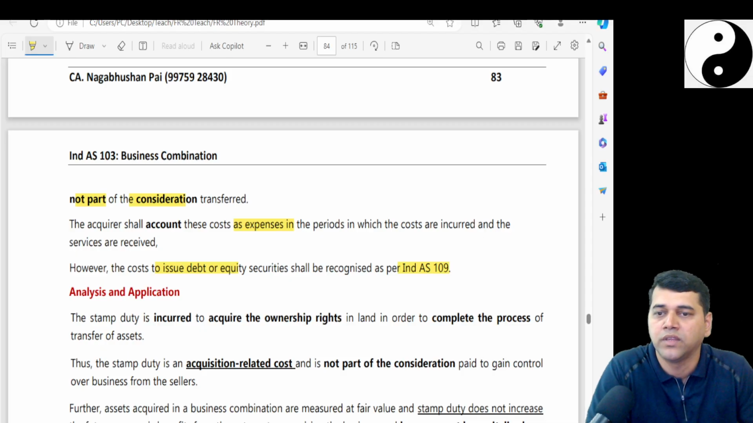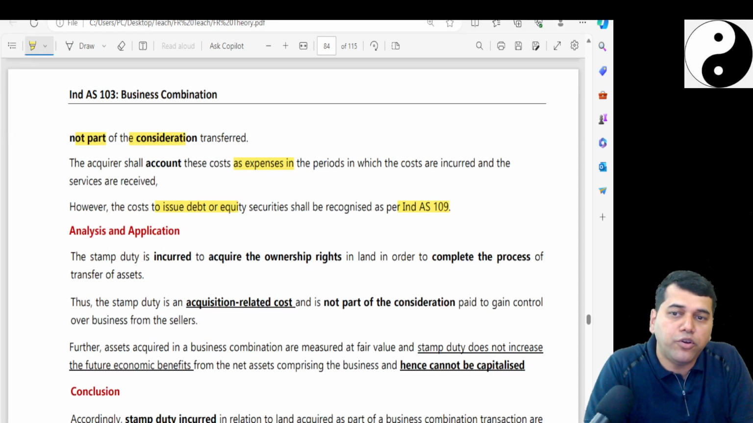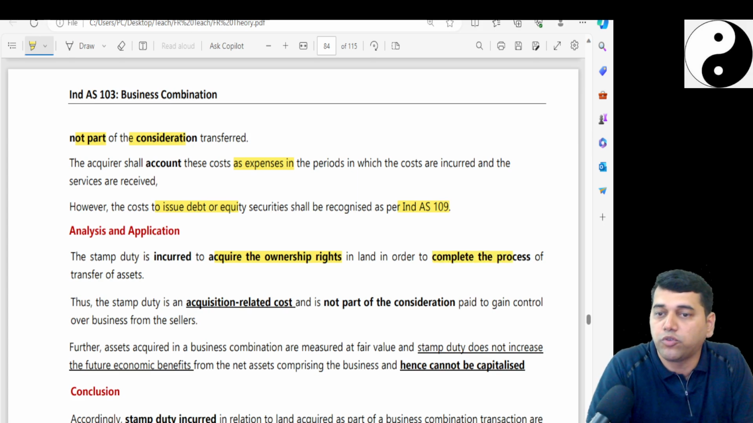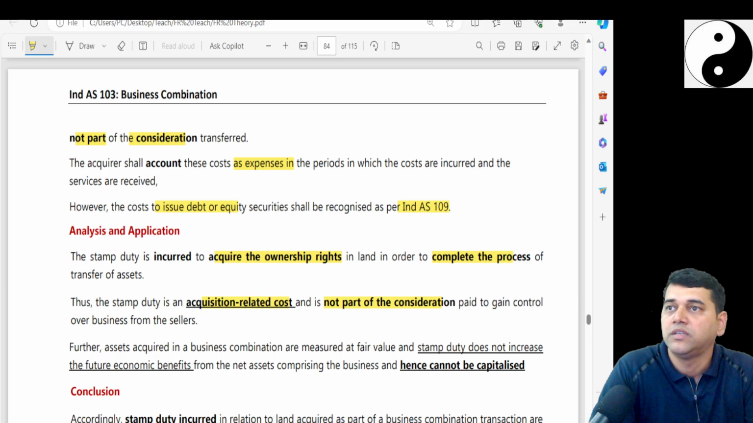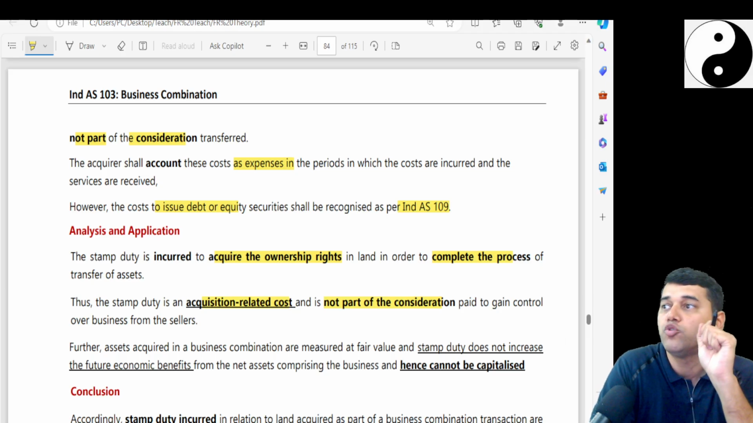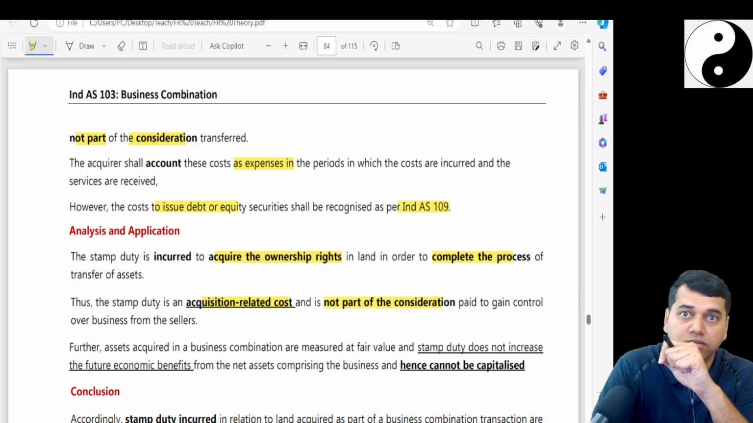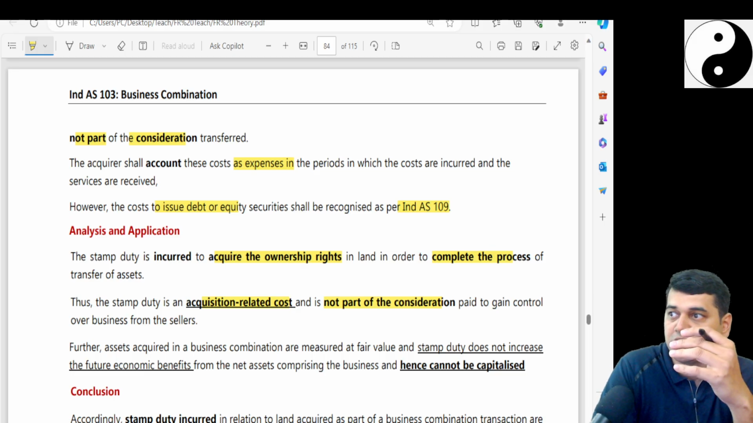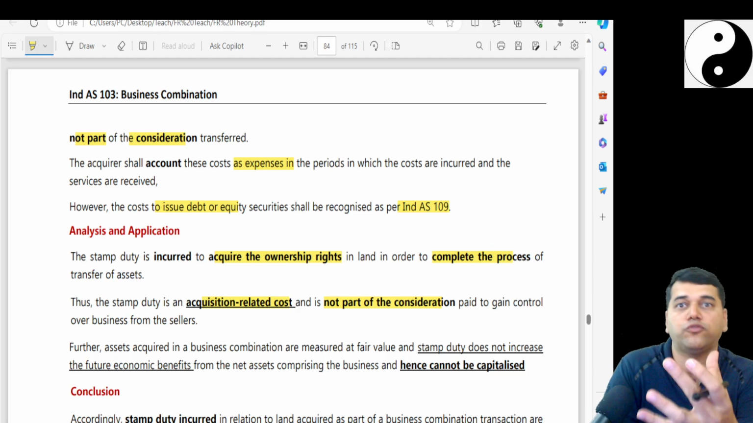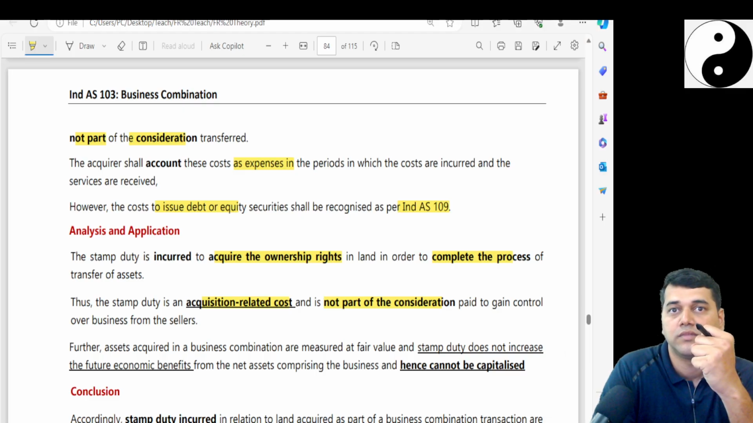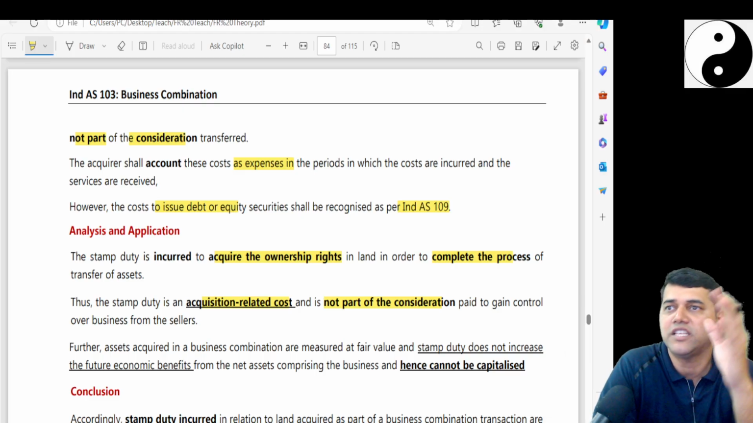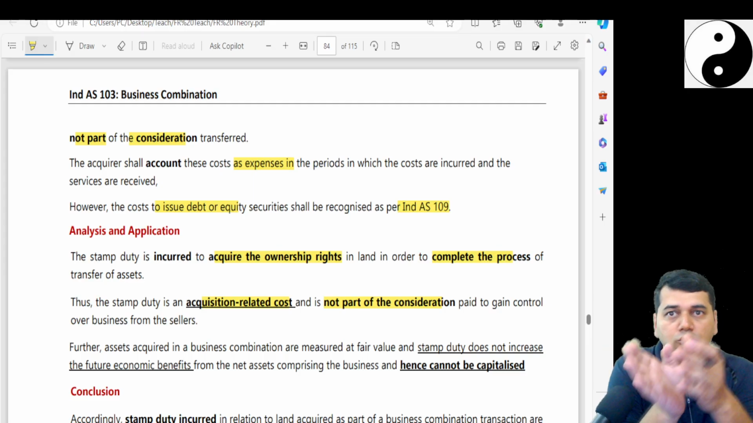So the stamp duty is incurred to acquire the ownership rights in order to complete the process of transfer of assets, and it is not part of the consideration paid to gain control over the business. Because to whom did you pay the stamp duty? You paid it to the authorities, not to the owners. When you talk about purchase consideration, it is paid to the owners to get their assets. So it is a totally different thing. It has nothing to do with the owners.